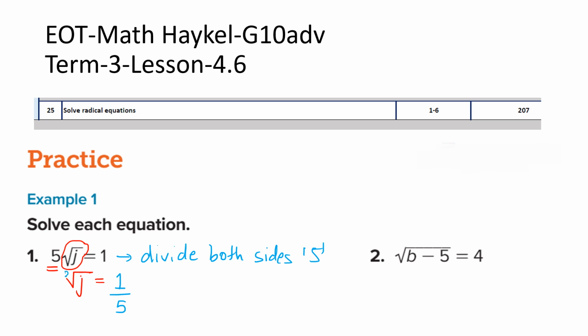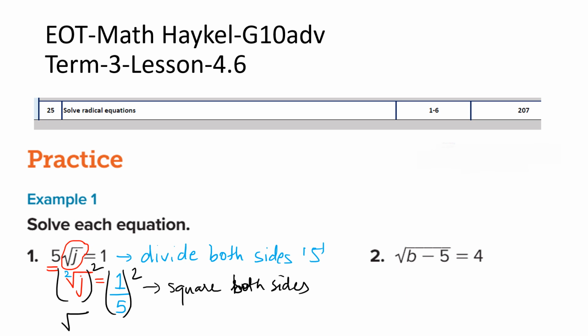So there is a square root here. That means we are going to square both sides because we need the value of j. When you square both sides, on the left side the radical goes. So the square root is gone. I only write the value of j, and this is 1 over 25, because the square of 1 is 1, and the square of 5 is 25. So that will be your answer for G.